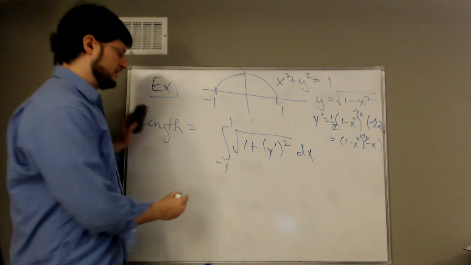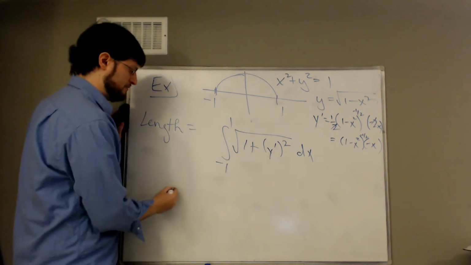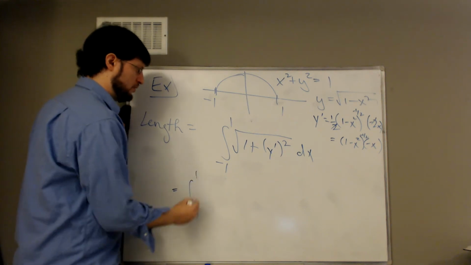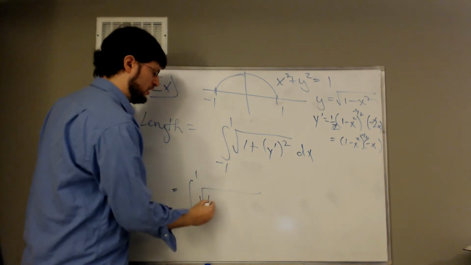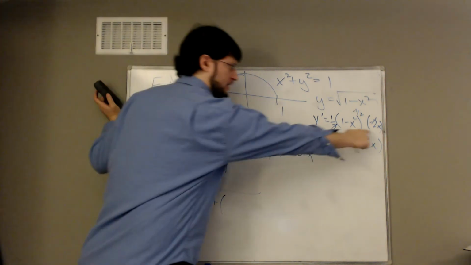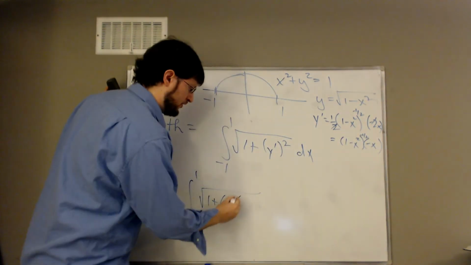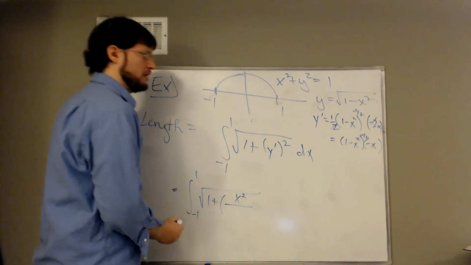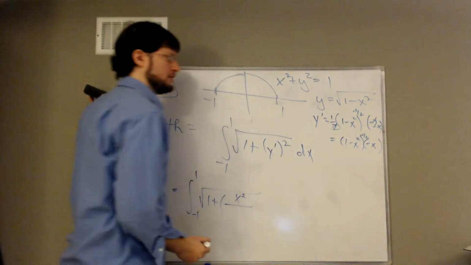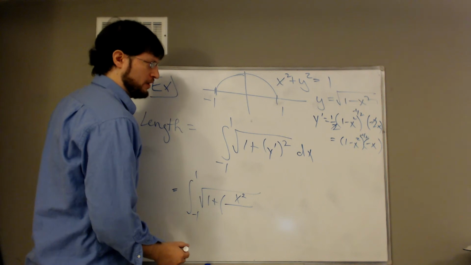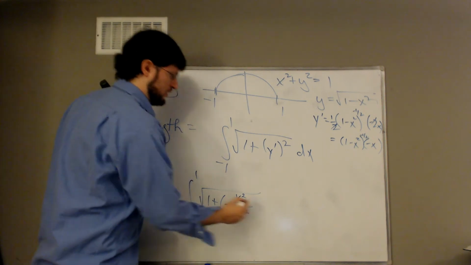So when I square that to put it into here, I get the integral from minus 1 to 1 of the square root of 1 plus, if I square this whole thing, so remember this is really in the denominator, I get x squared in the numerator, the negative goes away, x becomes x squared. When I square the denominator, it becomes 1 minus x squared.